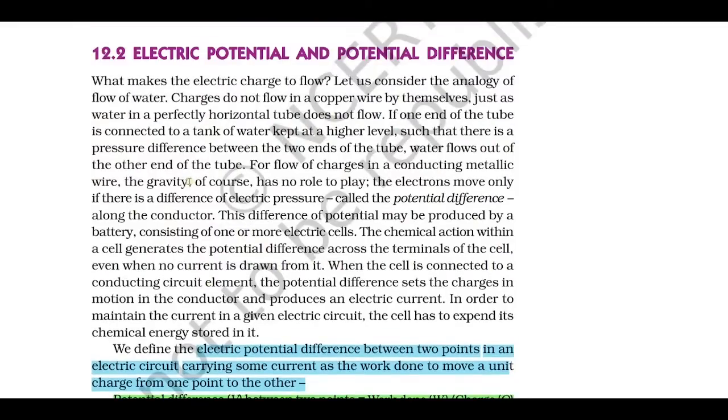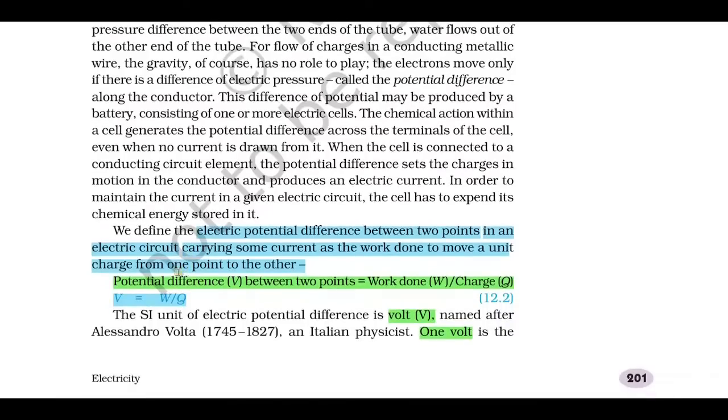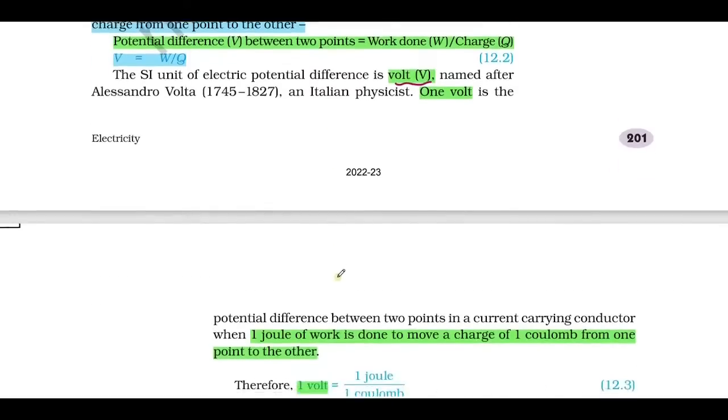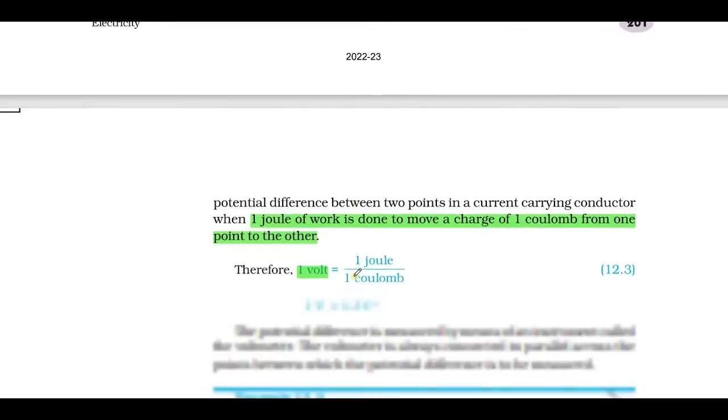Based on the concept of electric potential and potential difference, what can you expect? You can expect the definition of electric potential difference: the work done to move a unit charge from one point to another point. Potential difference V equals what? W by Q. What is the SI unit of potential difference? It is volt. And you can also expect a 1 mark definition: define 1 volt.